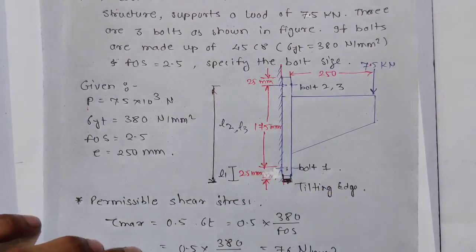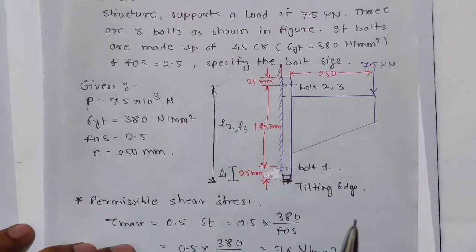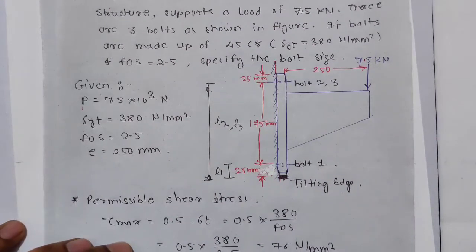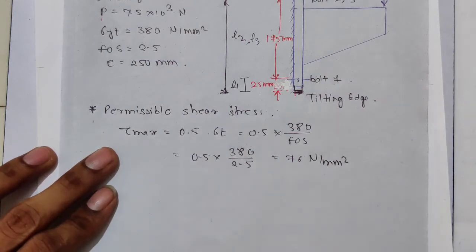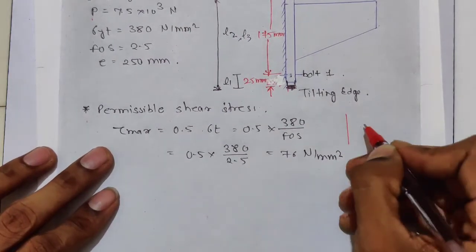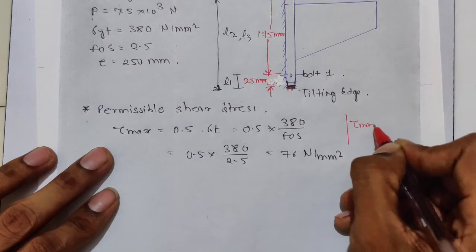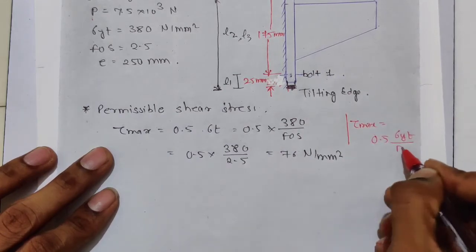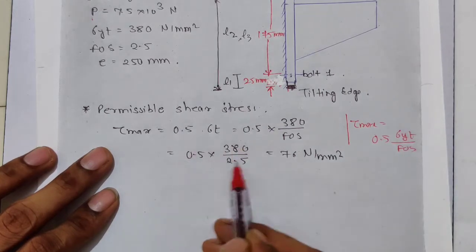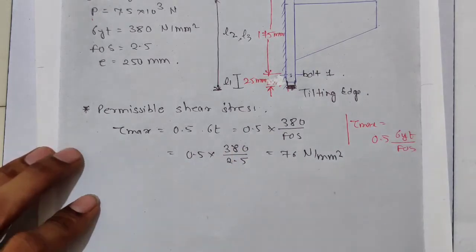So we are using steel, that's why which theory is applicable? Maximum shear stress theory. For brittle material, maximum principal stress theory. For ductile material, maximum shear stress theory and von Mises theory. So according to maximum shear stress theory, what is the value of tau max? Tau max is equal to 0.5 sigma yield upon factor of safety. Same formula over here, so we'll get 76 Newton per mm square.